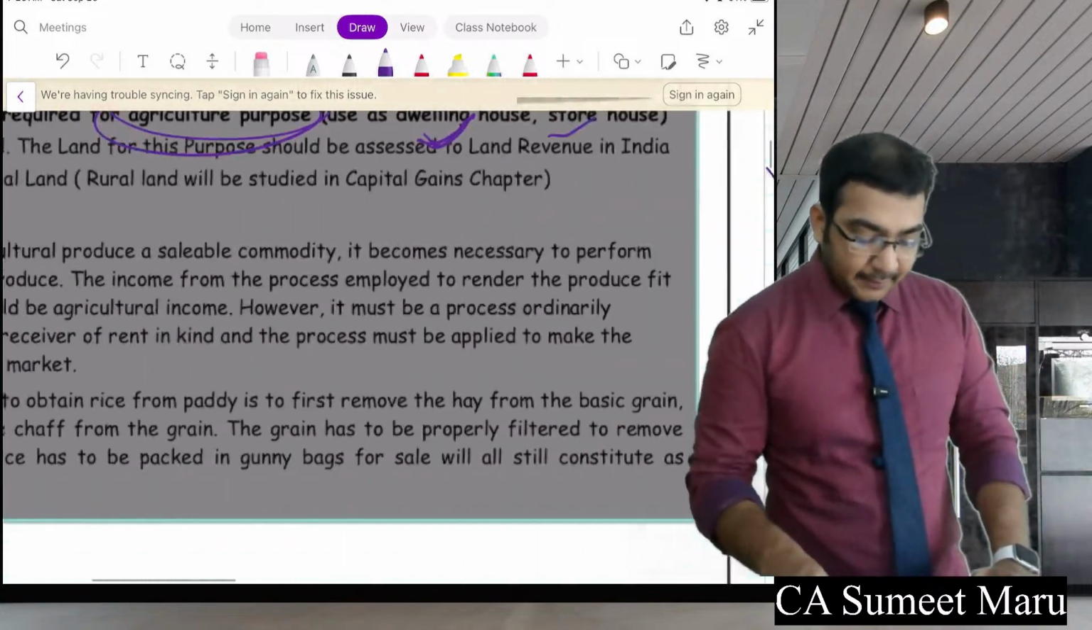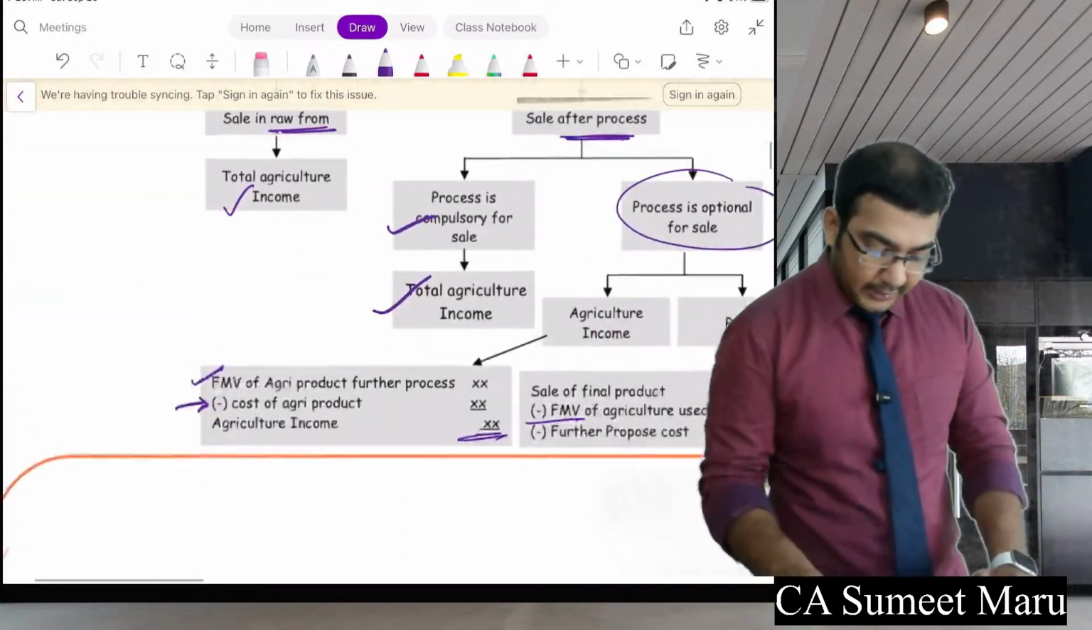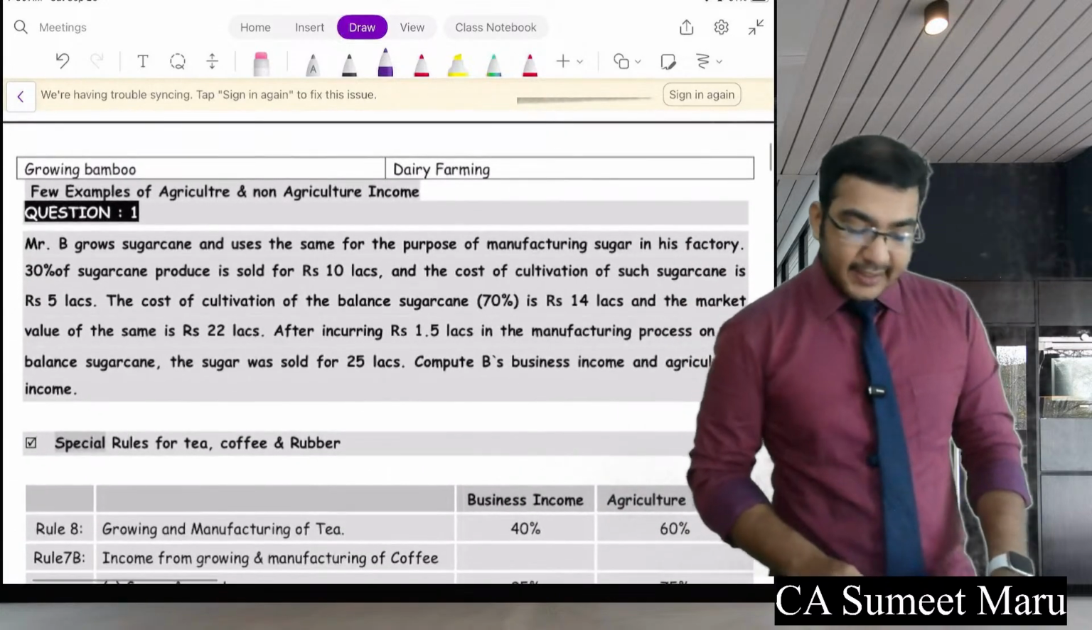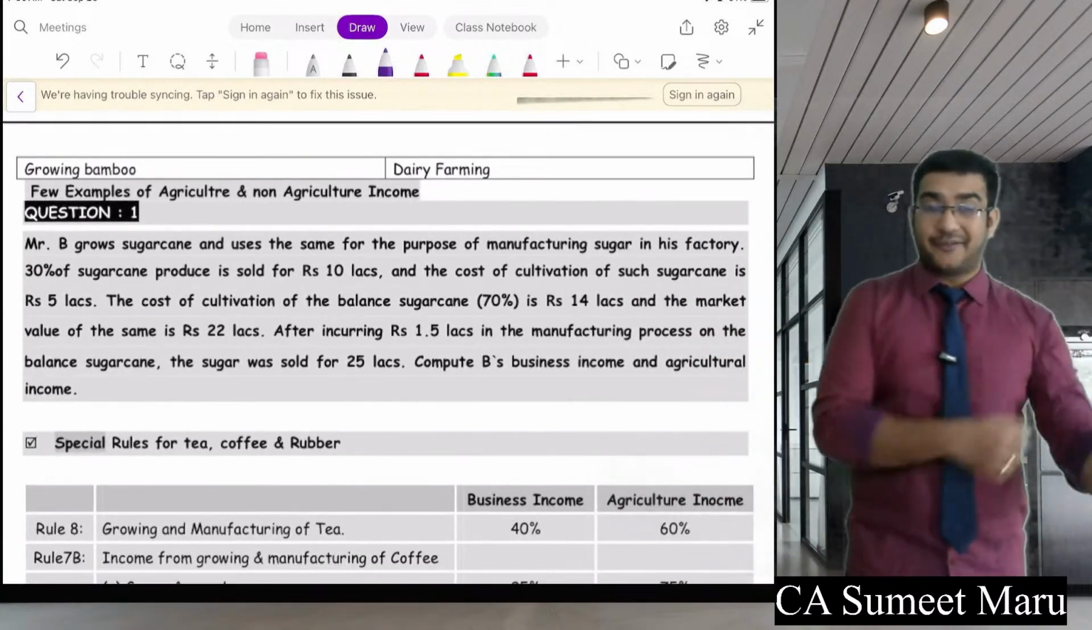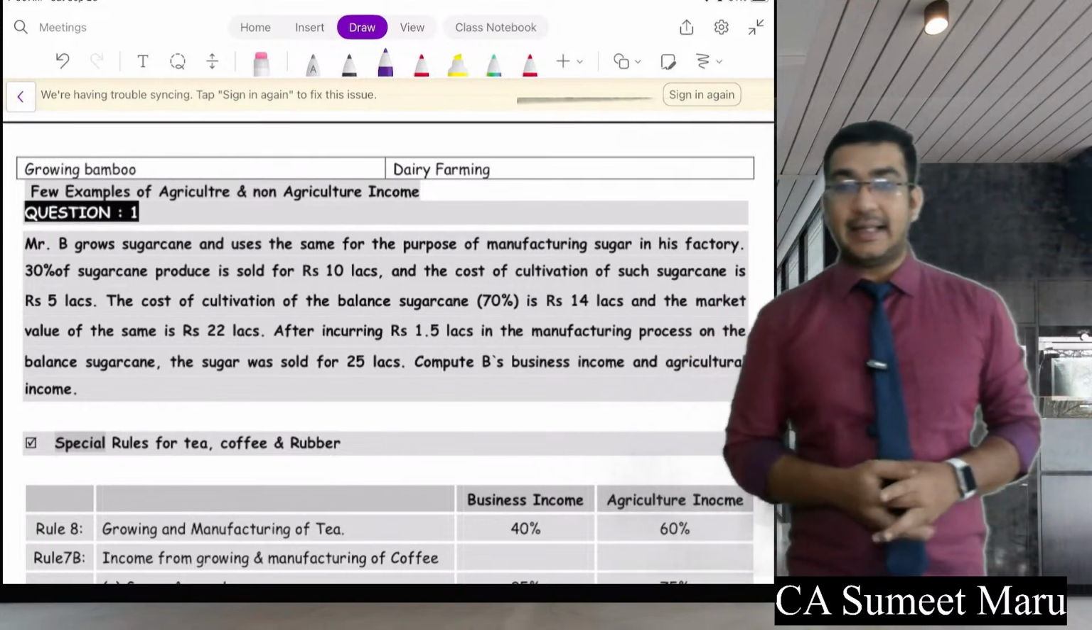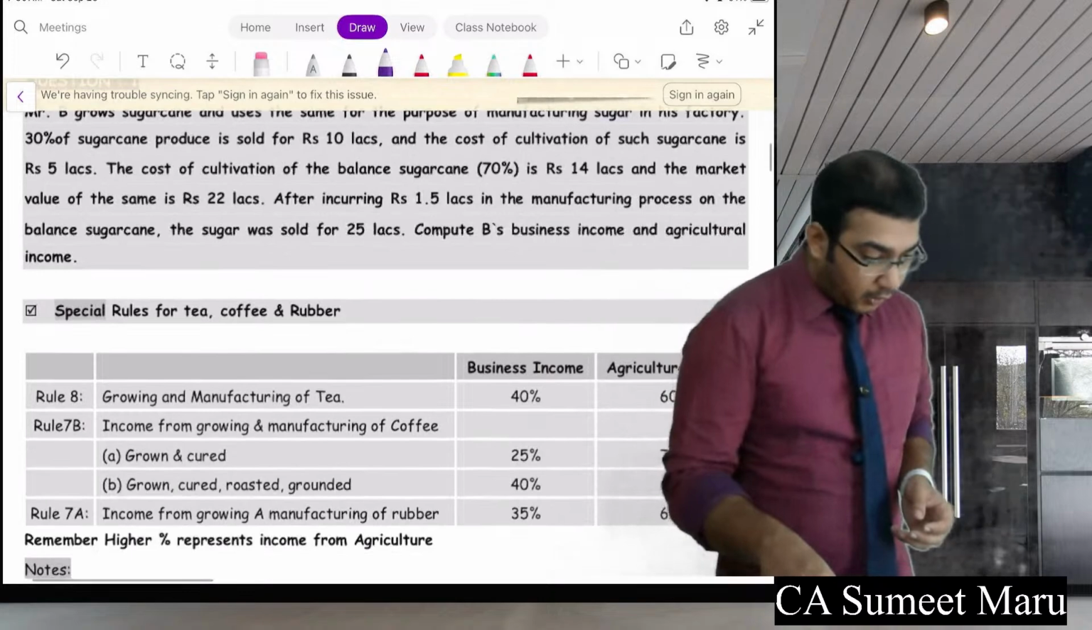Upon this, there is one example in your study material which you can go through later on, guys. This question number 1 is quite an interesting question which you should definitely go through later on, which will give you a very complete understanding about this particular concept. Now going to the next.